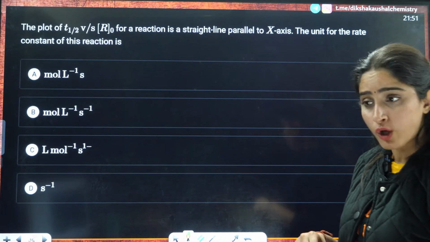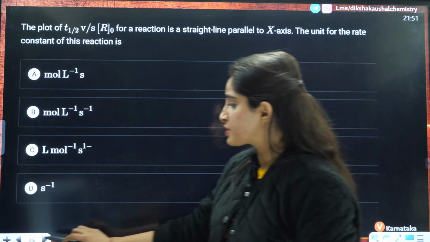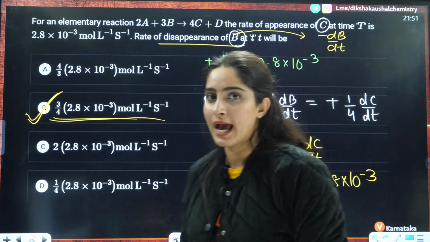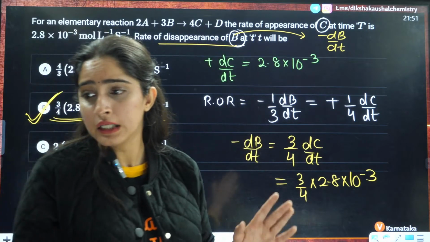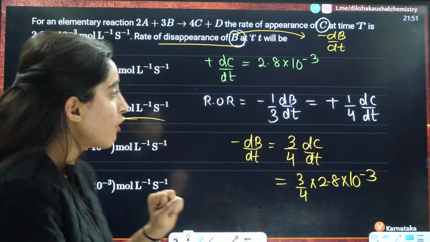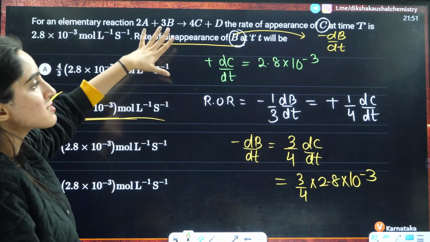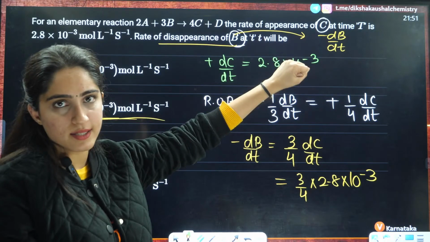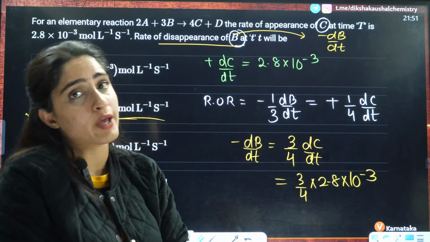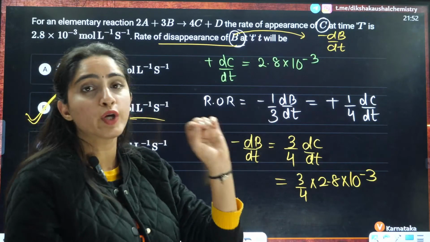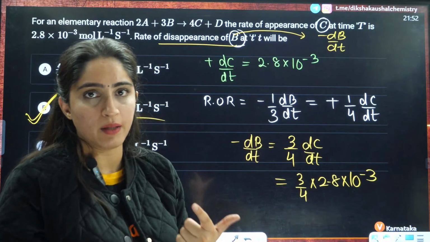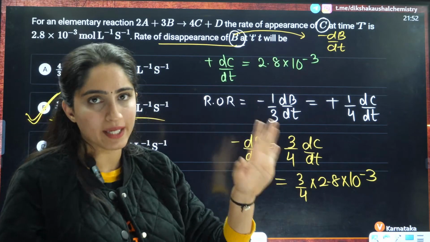The plot of T half, previous one, that means this one. See, very simple. As I told you, have you seen my theory videos of chemical kinetics? First thing is rate of appearance and disappearance, right? All the things that I have mentioned in the first lecture of chemical kinetics. Whenever you are calculating the rate of appearance and disappearance, appearance will be positive and disappearance will be negative.